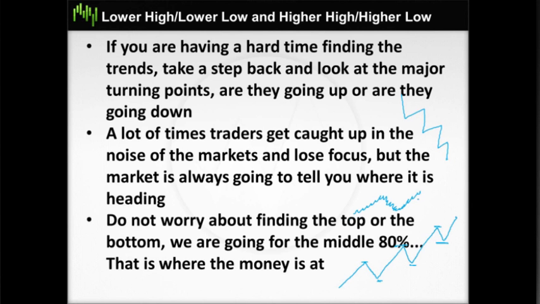All right. The other thing is, don't worry about finding the exact top or bottom with this type of strategy. We're not going for the top or the bottom. There are strategies out there that work for tops and bottoms, such as candlestick reversals, divergences, etc. But what we're looking for is going for that middle 80%, because that's where the money is at. All right. If you could take out 80% of every trend that a market has, you're going to be a very happy camper.